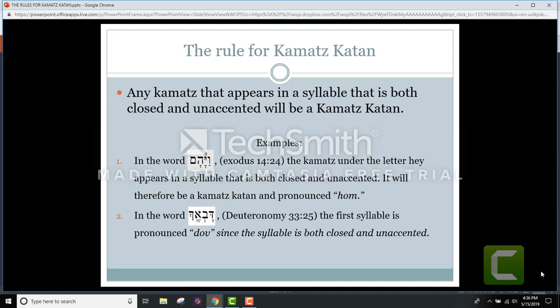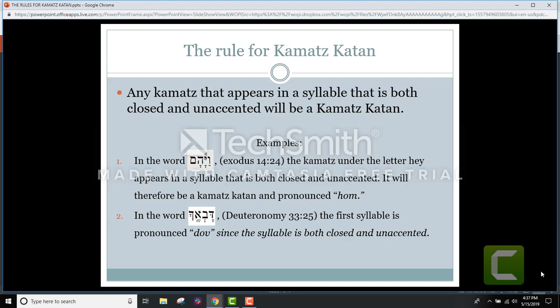Okay, so now let's bring it all together. So any kamatz that appears in a syllable that is both closed and unaccented will be a Kamatz Katan. So for example, in the word vayahom, which appears in Exodus 14:24, just before the Shirat Hayam, the kamatz under the letter hey appears in a syllable that is both closed and unaccented. It will therefore be a Kamatz Katan and pronounced hom.